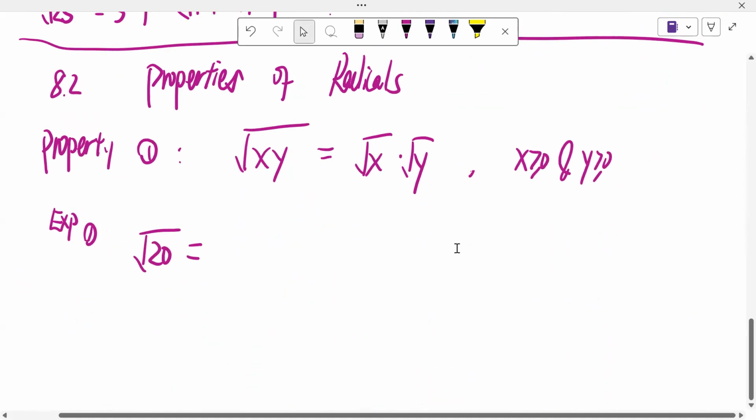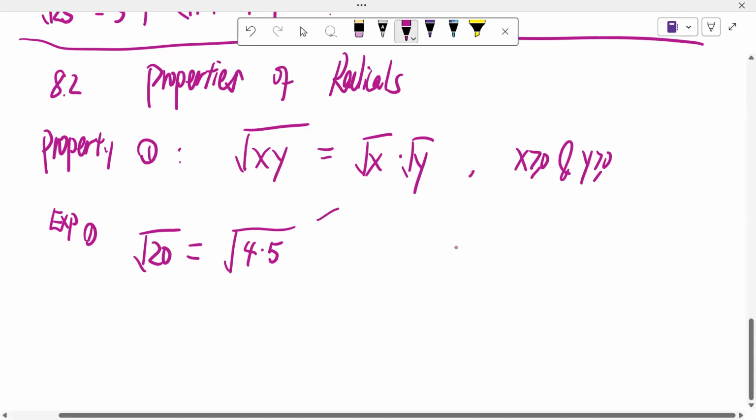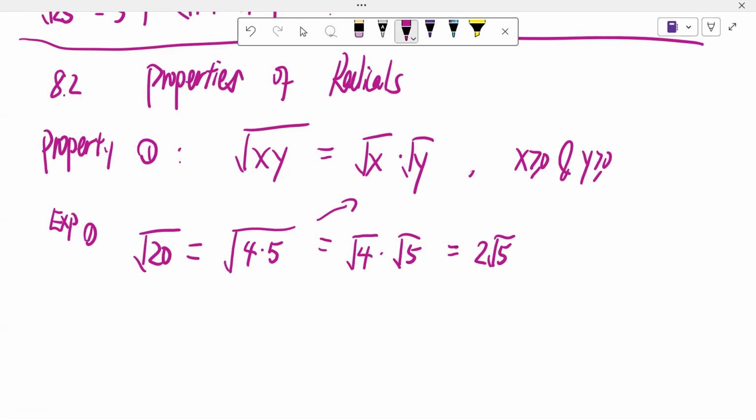Not 2 times 10, right? 2 is not a perfect number. So you're going to do a perfect number times another number. 4 is the largest, or maximum, perfect number that goes into 20. That's why we do 4 times 5. Now apply this property here, and it becomes square root of 4 times square root of 5. And we know what the square root of 4 is, right? It's 2. It's a perfect number. So that's 2 radical 5. And that's how we simplify this radical expression. Any question about this?